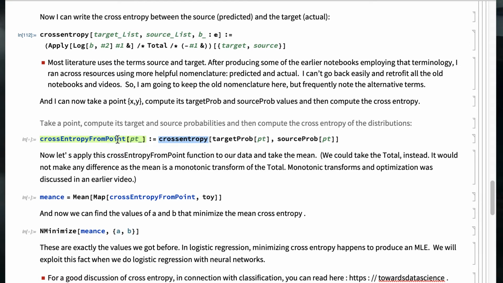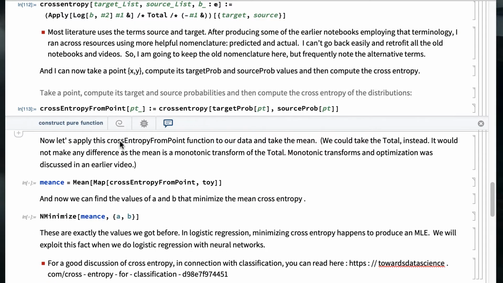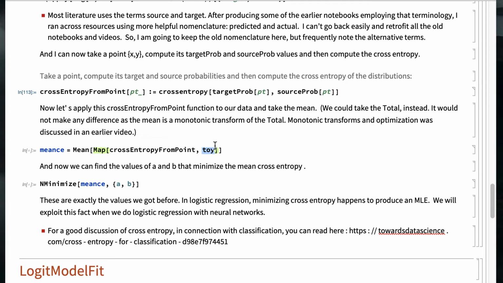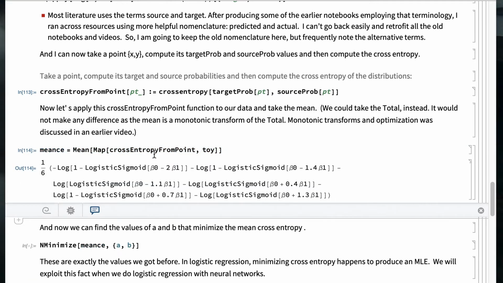So we have a function cross-entropy from point, and usually what we want to do is take that cross-entropy from point function and map it over all of our data. Here our data is called toy, we saw it before, and then we generally want the mean cross-entropy. What we want to minimize is the mean cross-entropy. We could also minimize the total cross-entropy, same thing. Remember that discussion about monotonic transforms and optimizations that I went through in an earlier video. So here we will compute an expression for the mean cross-entropy of all the data. We'll call that means. There it is.